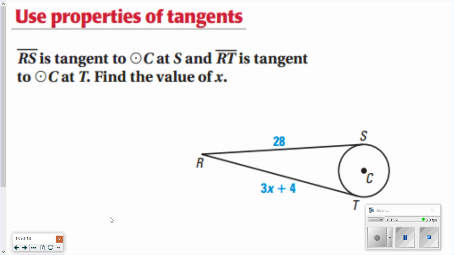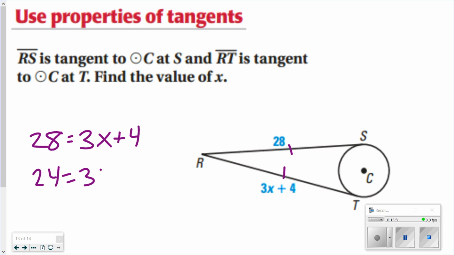So here's our example. If RS is tangent to circle C at S and RT is tangent to circle C at T, find the value of x. All right, so ice cream cone here. So I know these two segments are congruent. So 28 is equal to 3x plus 4. So I'm going to subtract 4 from each side. 24 is equal to 3x. Divide by 3. 8 is equal to x.